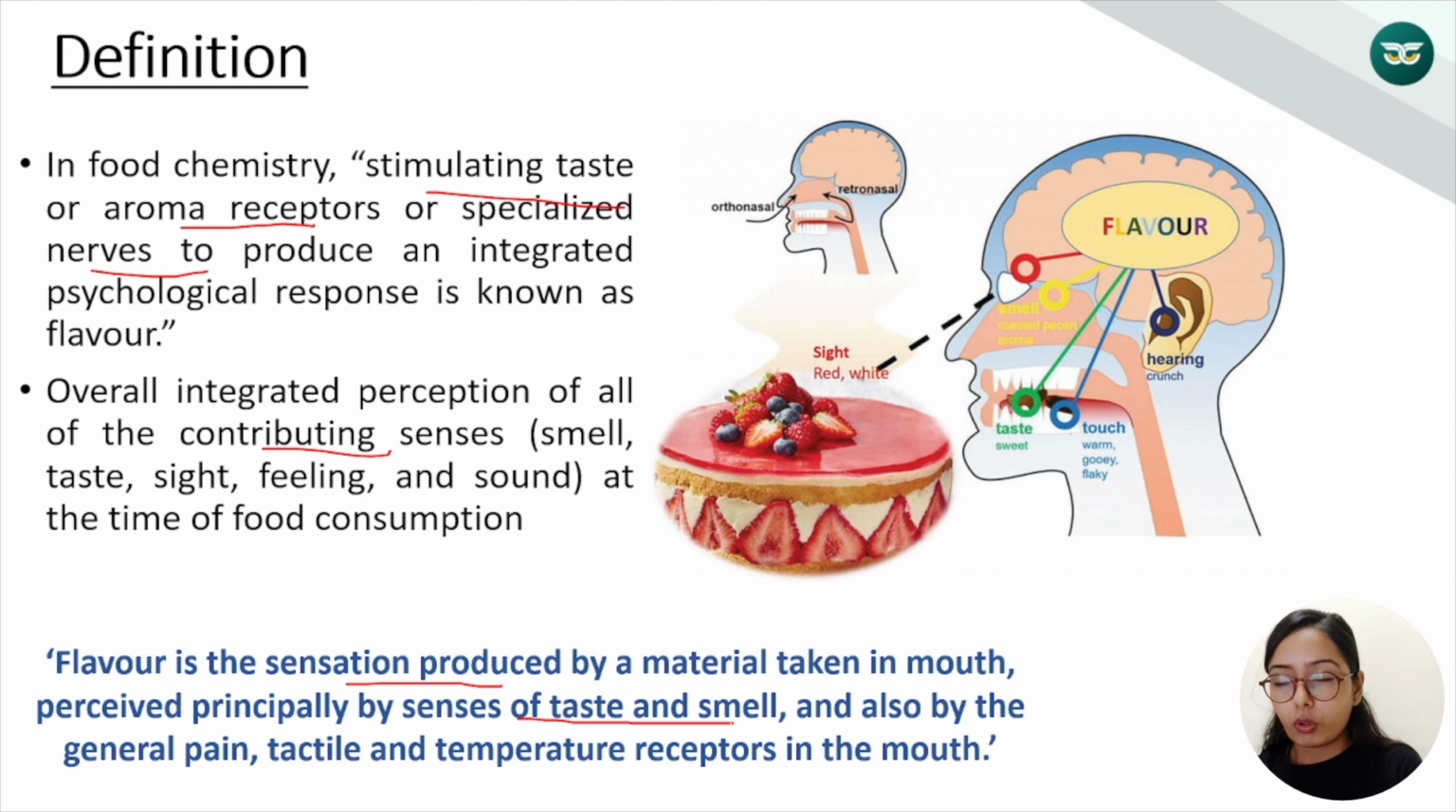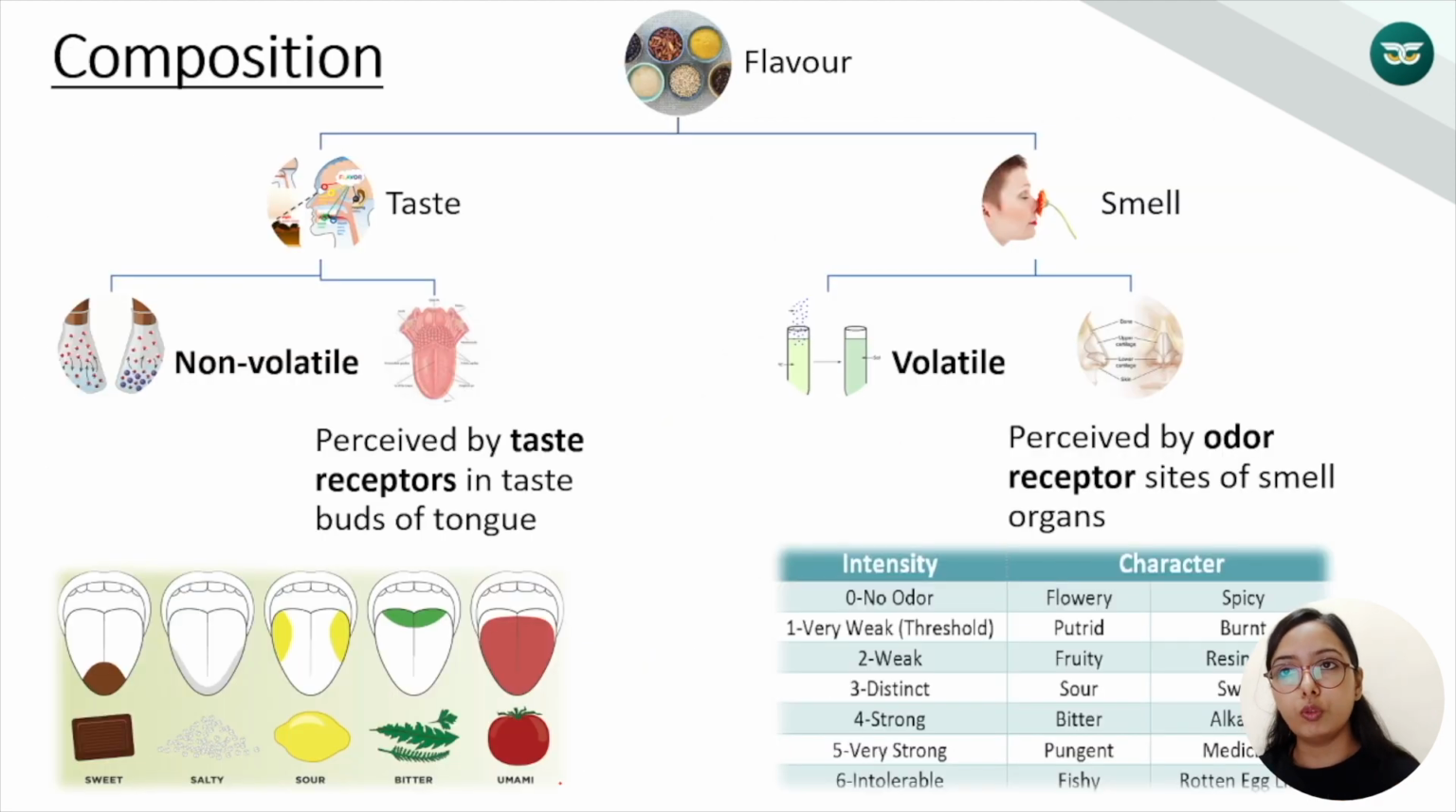The definition is also saying that it is also produced by chemical, pain, tactile and temperature receptors. These are the other receptors which are also responsible for the perception of flavor in the mouth. So this is the definition of the term food flavor.